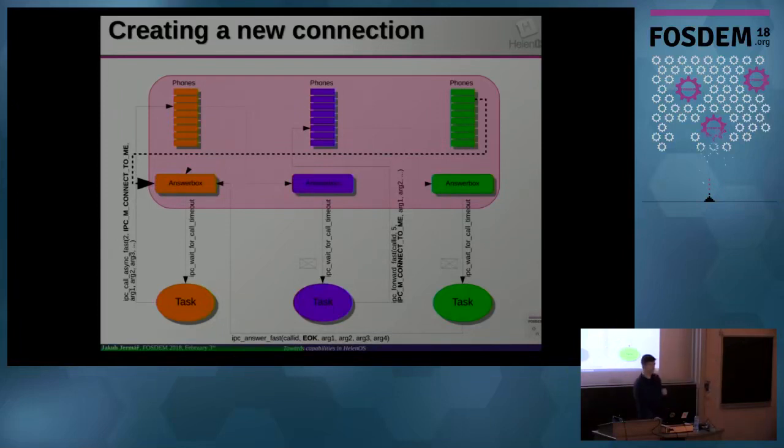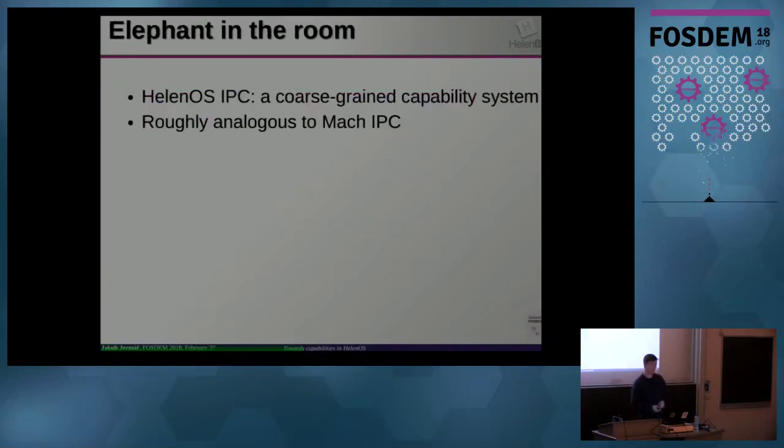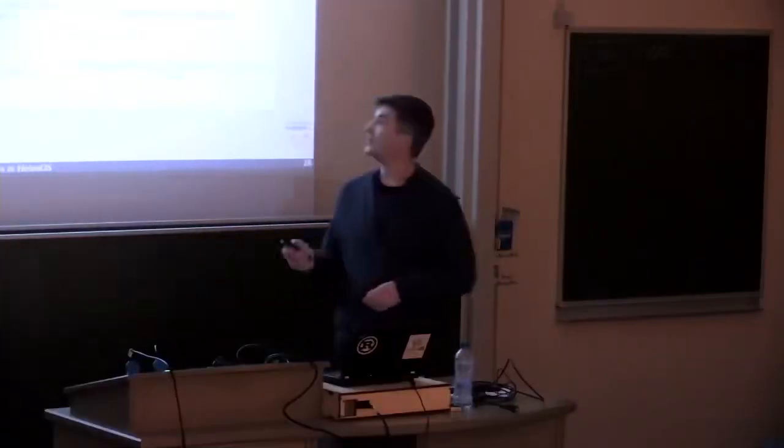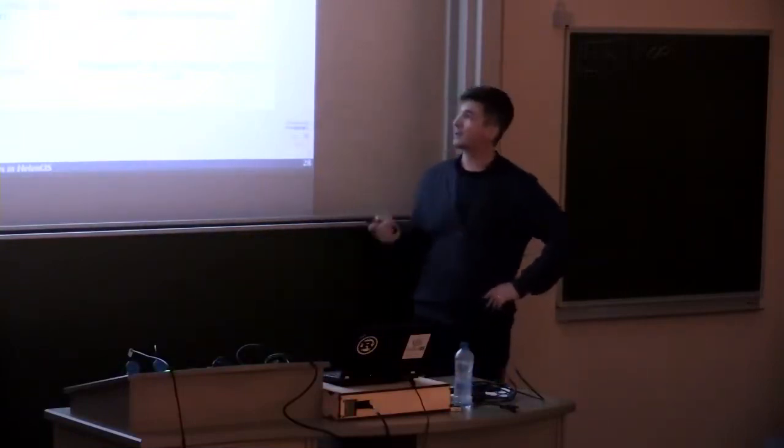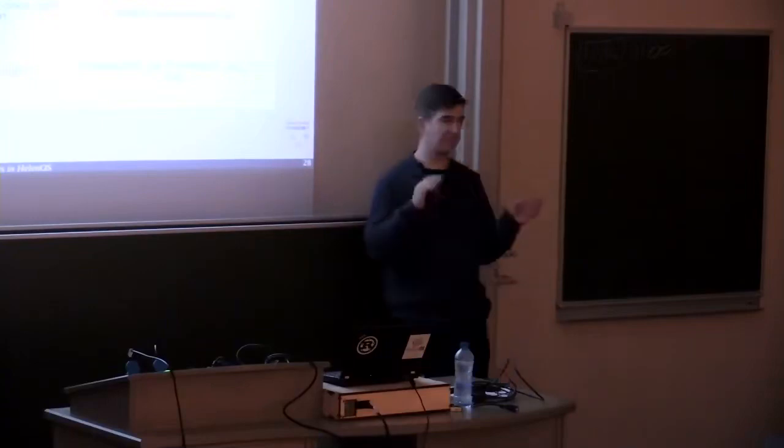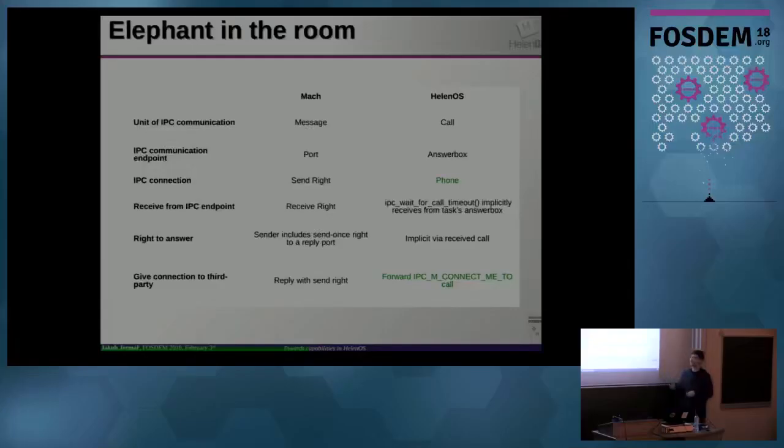And this was important to actually realize that HelenOS contains a coarse-grained capability system which is in its IPC. My claim is that this IPC is roughly analogous to the Mach IPC, even though there are some limitations that we should see. So here is a little table which maps the analogies from Mach to HelenOS and vice versa.